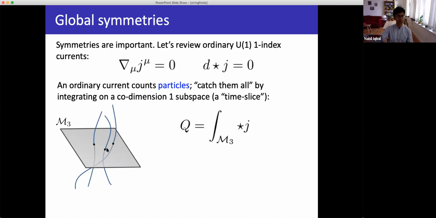In this picture, there are some particle world lines, and we're sort of counting their, this is the integral, and every time we get one, we count 1. If you move this guy up in time, because the world lines don't end, you get the same answer.